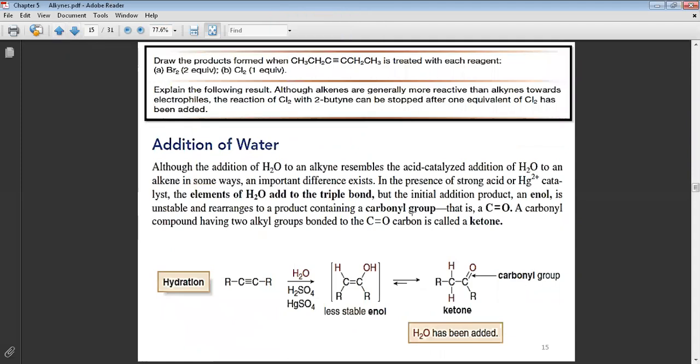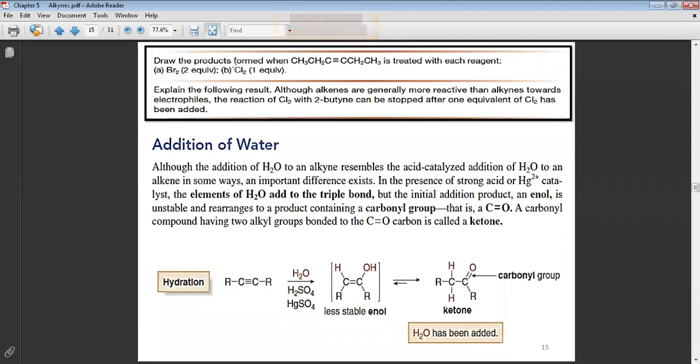And look here, he said this homework: draw the products formed when this alkyne is treated with each reagent. Any reagent, Br2 2 equivalent, or Cl2 1 equivalent. That means this compound, in the first reaction, will react with 2 equivalents of Br2. In the second reaction, this compound will react with 1 equivalent of Cl2. What is the product? Right, that's the structure.